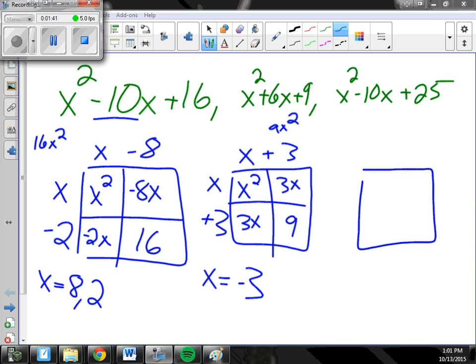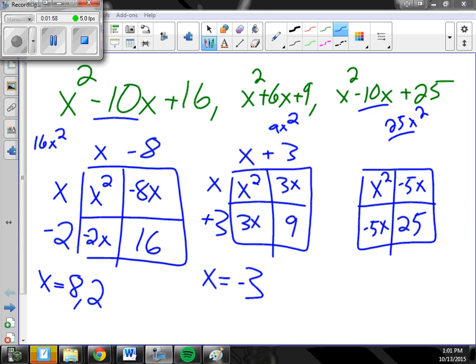Something similar happens on the last one. X squared and 25. Multiply those together. 25x squared. So what are the factors of 25x squared that add to be negative 10? Would be negative 5x and negative 5x. So x times what is negative 5x. Same thing happens over here. My factors are the same. Set it equal to 0. X equals negative 5. Once again, I have the same root twice.